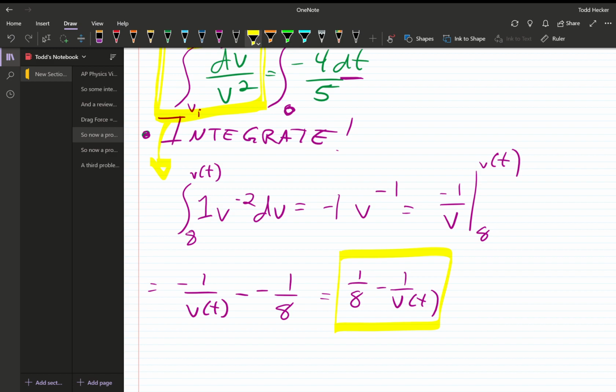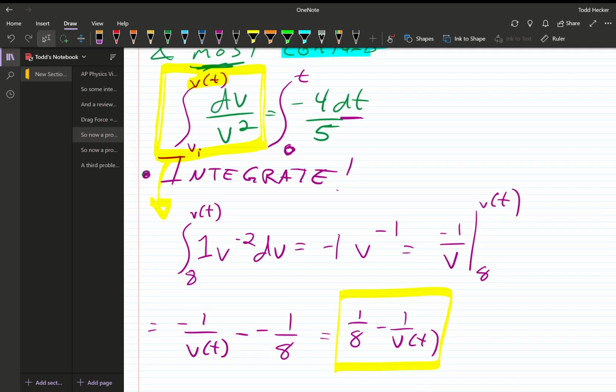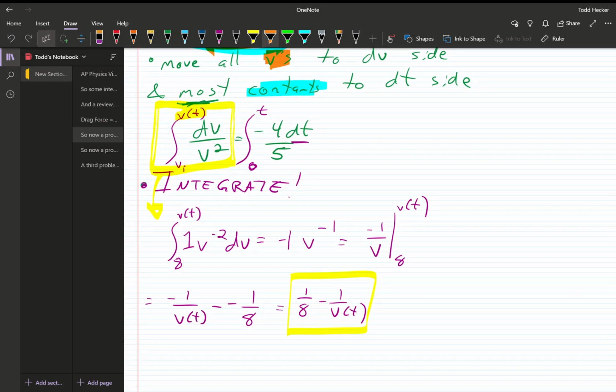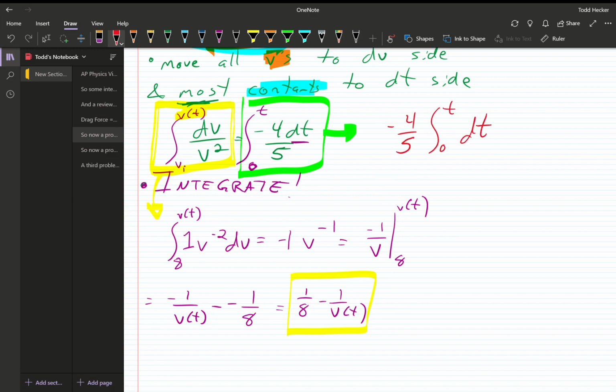Now let's go back and do the other side of this equation, which actually is much easier. I've got that constant there, -4/5. Let's pull that out. We'll do this in red. This becomes -4/5 times the integral from 0 to t of dt. The integral from 0 to t of dt is just t. So this is just -4/5 t. That one was not bad at all. Now we can solve this.